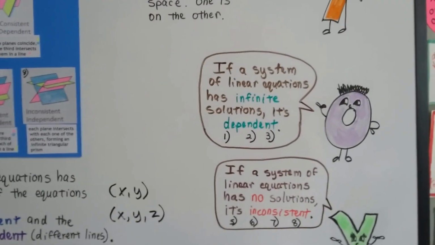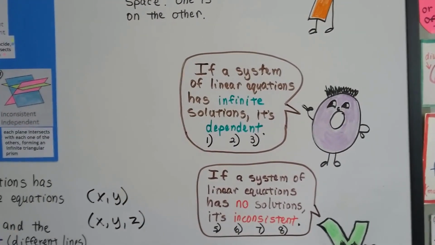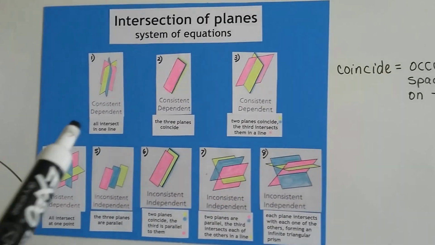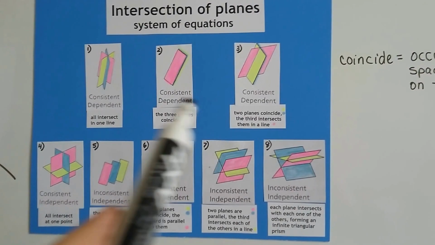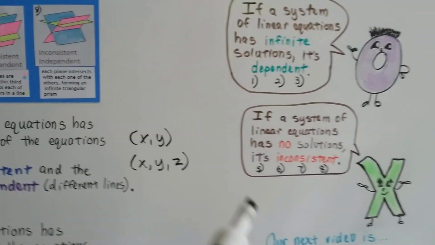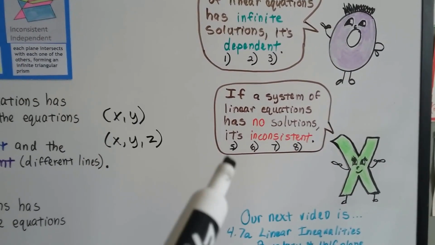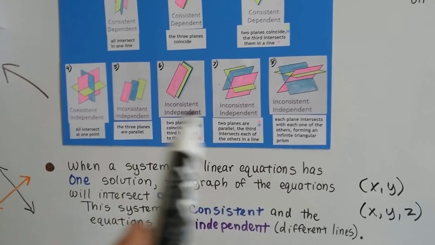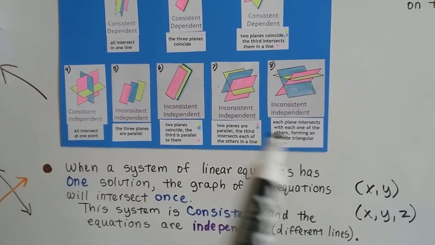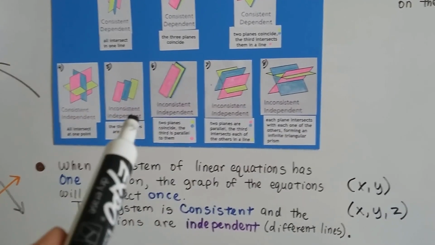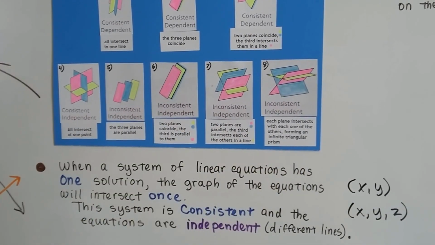So a system of linear equations has infinite solutions. It's consistent, like numbers 1, 2, and 3. See? These are all dependent. And if a system of linear equations has no solutions, it's inconsistent, like 5, 6, 7, and 8. These are all inconsistent. Well, 4 is not. 5, 6, 7, and 8 are inconsistent. See?